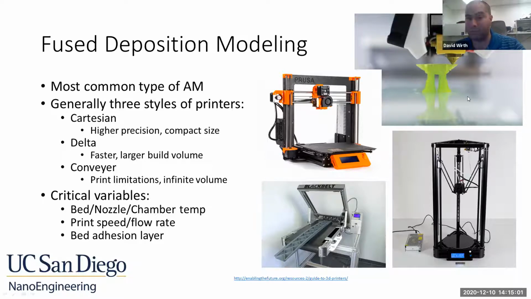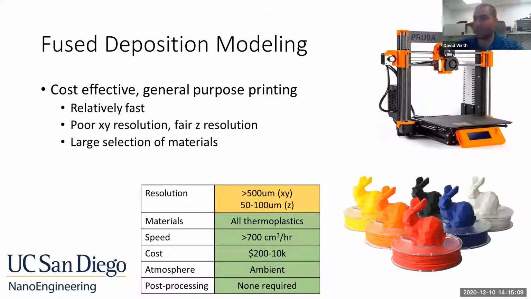And also these glass beds are very difficult to get prints to stick to reliably. So, things to think about. In general, FDM is a very cost-effective method of 3D printing. You can get one for $200, and you can get a good one for about $1,000.